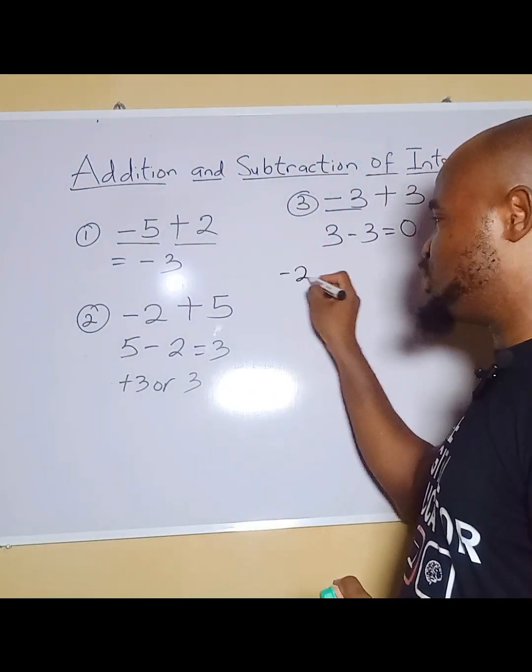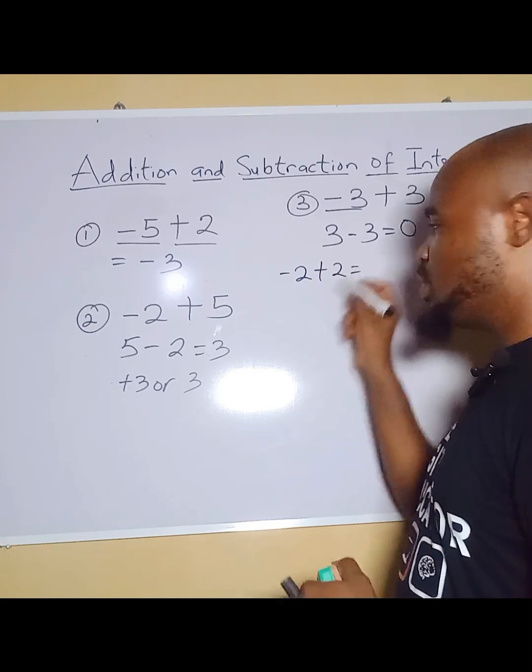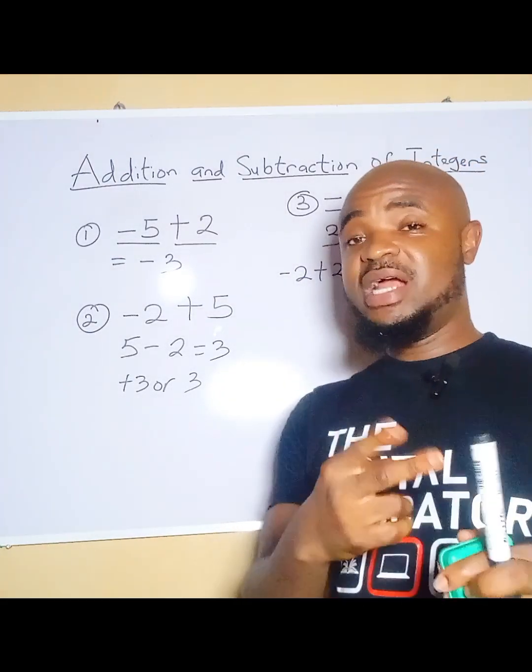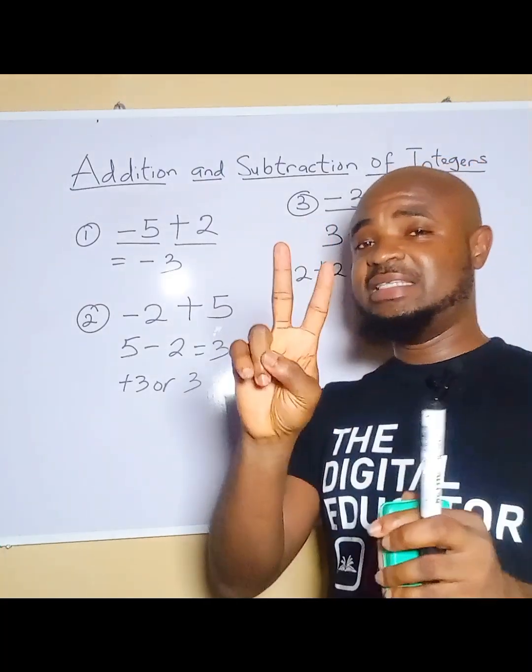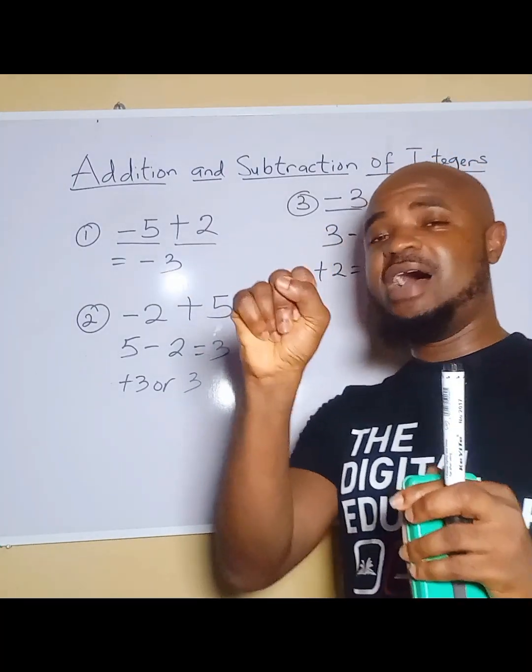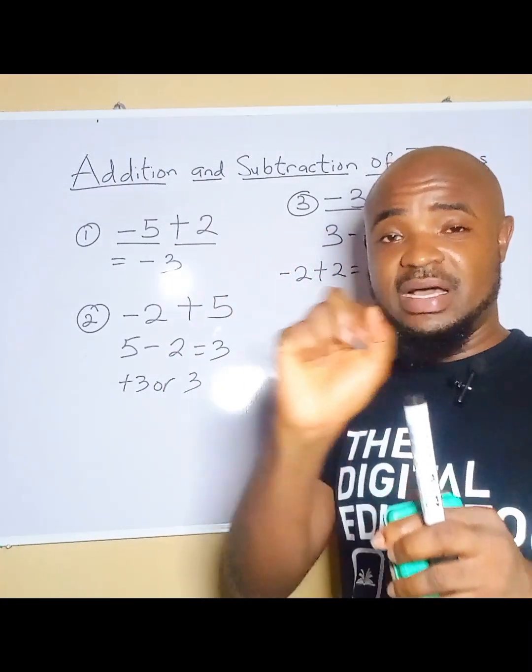If I have minus 2 plus 2, I borrowed 2 naira here, right? And I have 2 naira with me. So if I take the 2 naira away from what I have, what do I have left? 0. And that is what? 0. And that will be all for today's class.